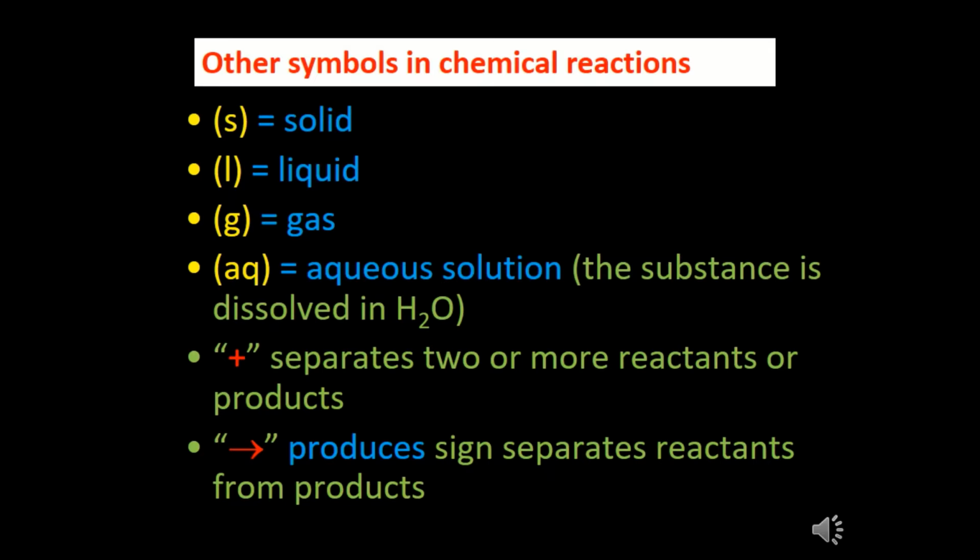The same is true for the products. Sometimes we get one product, sometimes more than one product. So we write plus between the formula of each substance, and then we write the next one. As I mentioned before, the arrow means produces, and separates the reactants from the products. So the arrow is in the middle: on the left side, reactants, on the right side, products.